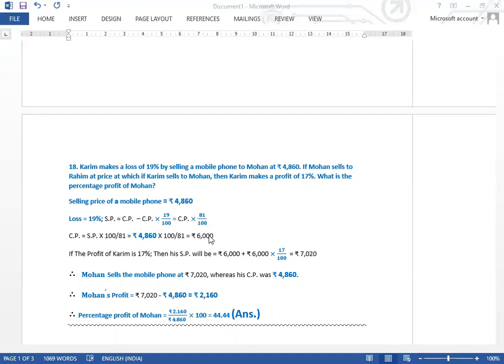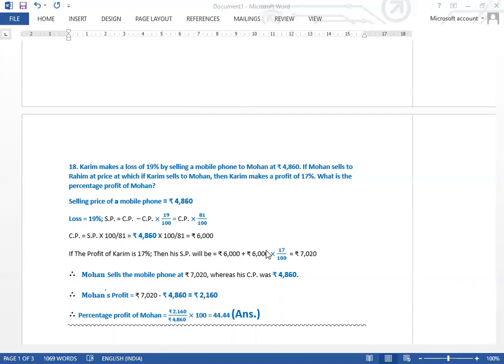So now 6,000 is the cost price and he sells to Mohan at 4,860. So obviously he makes a loss of 19%. Now if the profit of Karim is 17%, so if you think that Mohan is not there in the business, he directly sells the mobile phone to Rahim. Karim sells the mobile phone to Rahim and makes a profit of 17%, if you think that. So then find the selling price of Karim in the second case. That is actually not happening, but for the sake of the problem you think that this is happening. So if the profit of Karim is 17%, then selling price will be what?